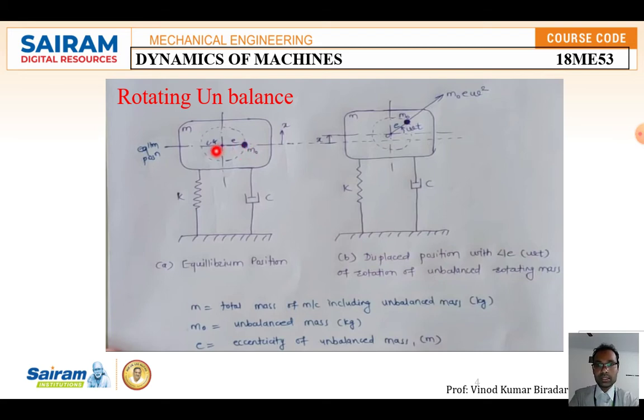Here the CG will be there; this is the vertical axis and this is the horizontal axis. Just to give the displacement x. Here figure B shows the displaced position, just to display this diagram.